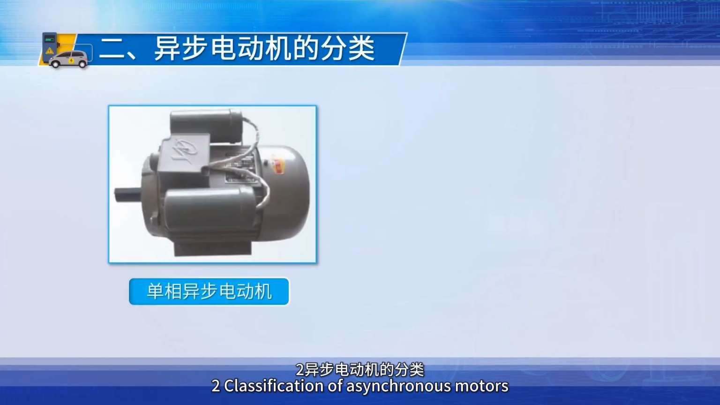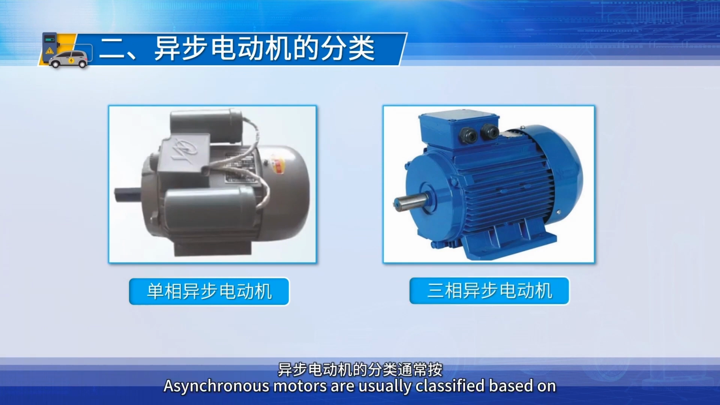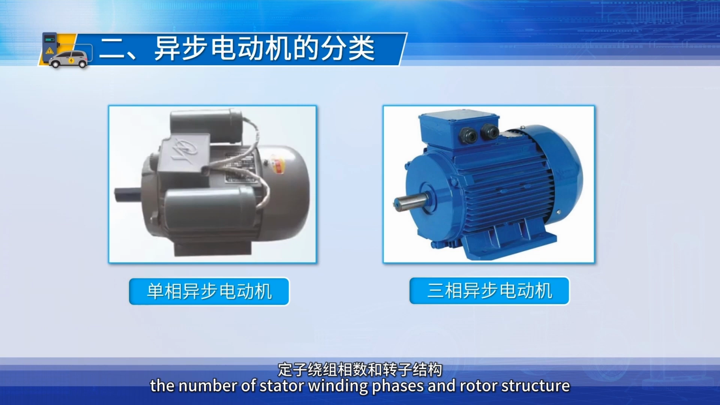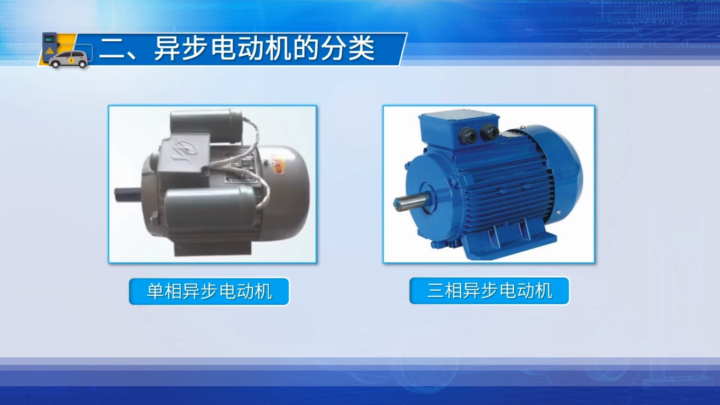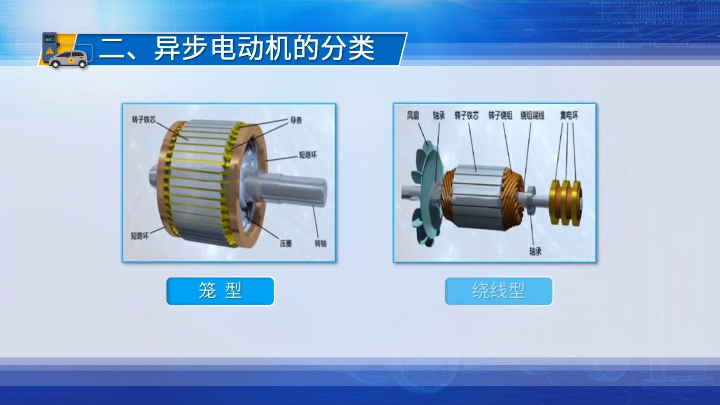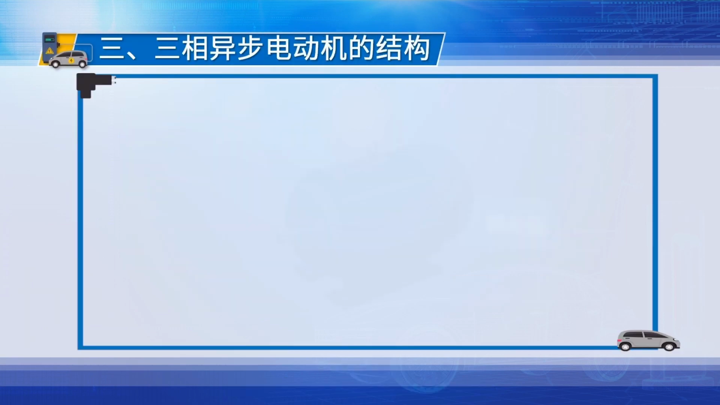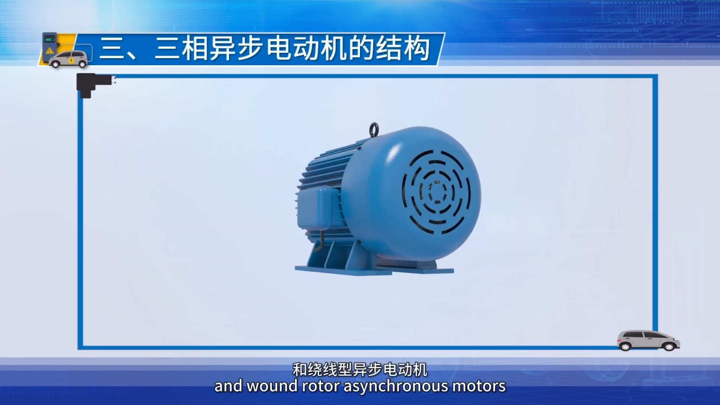Classification of asynchronous motors. Asynchronous motors are usually classified based on the number of stator winding phases and rotor structure. Based on the number of stator winding phases, they can be divided into single-phase asynchronous motors and three-phase asynchronous motors. Based on the rotor structure, they can be classified as squirrel cage asynchronous motors and wound rotor asynchronous motors.